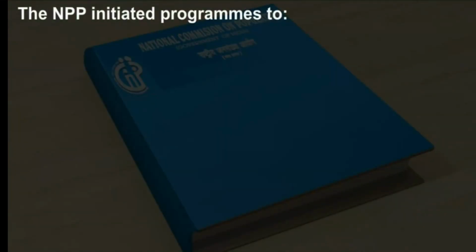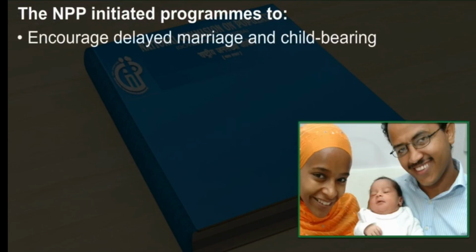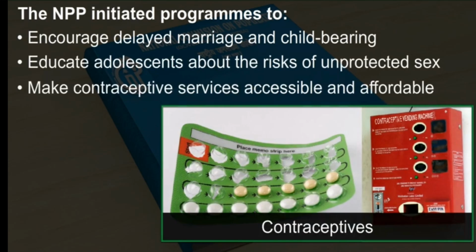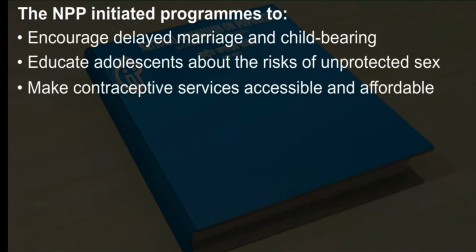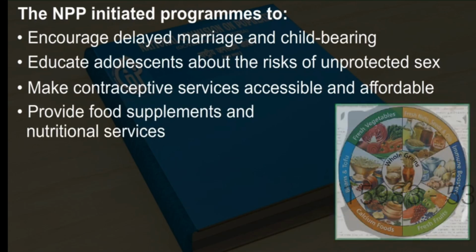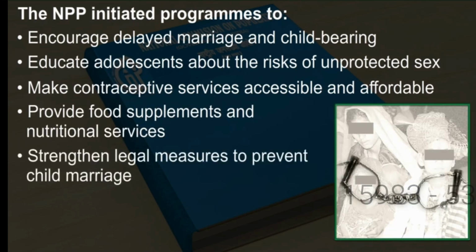The NPP also initiated programs aimed at encouraging delayed marriage and childbearing, educating adolescents about the risk of unprotected sex, making contraceptive services accessible and affordable, providing food supplements and nutritional services, and adopting legal measures to prevent child marriage.